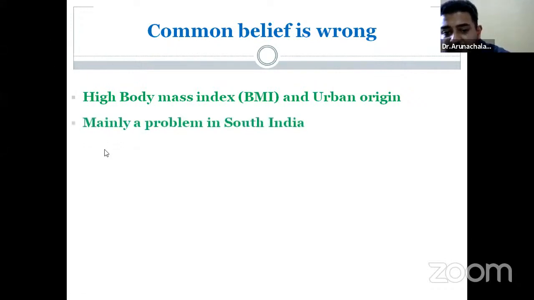Next, mainly a problem in the South India. No more. This is not a problem of South India, because people say that you are predominantly rice eaters and North Indians, we eat a good amount of fibers, so we are not vulnerable for diabetes. But I'm very sorry, the distribution of diabetes is predominantly not between South and North. Only Northeast states are coming up with less number of diabetes. Otherwise, the Northeast, Northwest and South all are rated similarly.